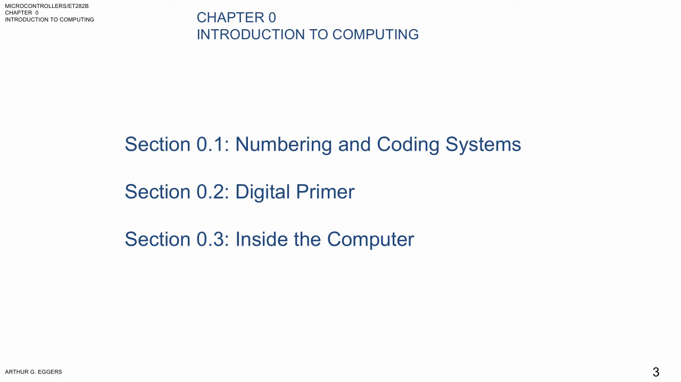In this section, we're going to go back and look at some of the things that you should have learned in previous courses, but they're always worth going back and doing a review and building on that material from previous courses. So we're going to take a look at a review of numbering and coding systems, go back and look at a little digital primer on the digital devices that you learned in your previous digital logic design, and then look inside the computer and see how microcontrollers compare to computers.